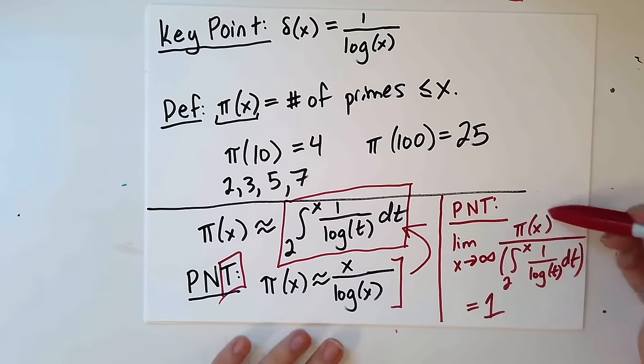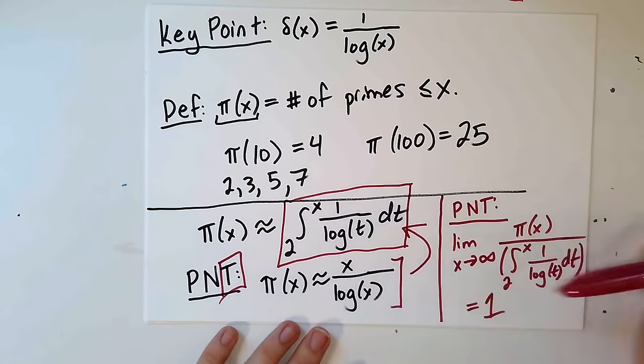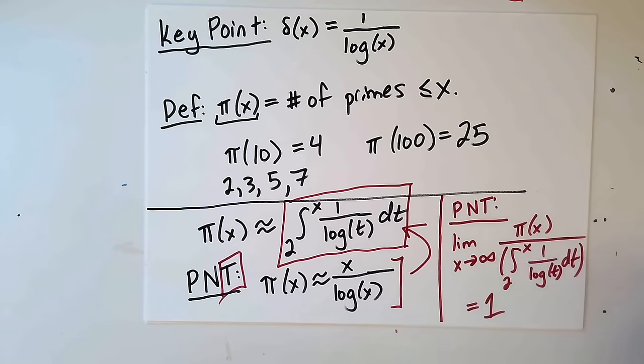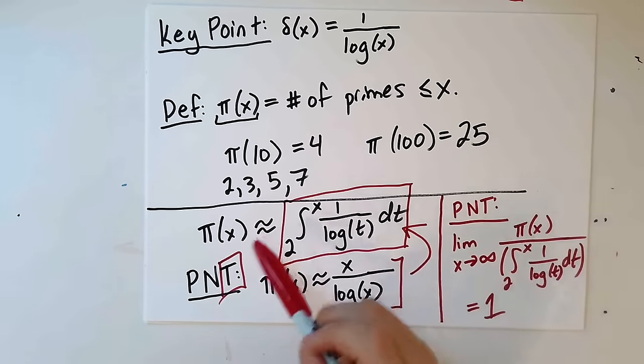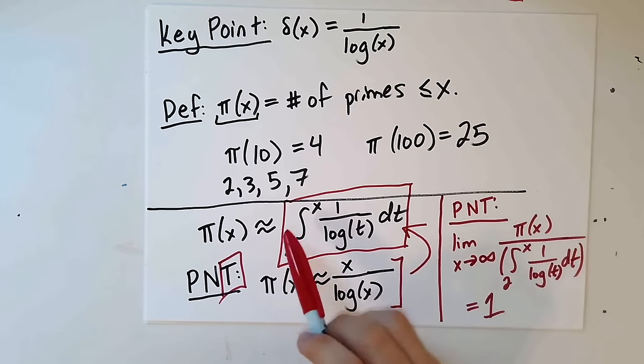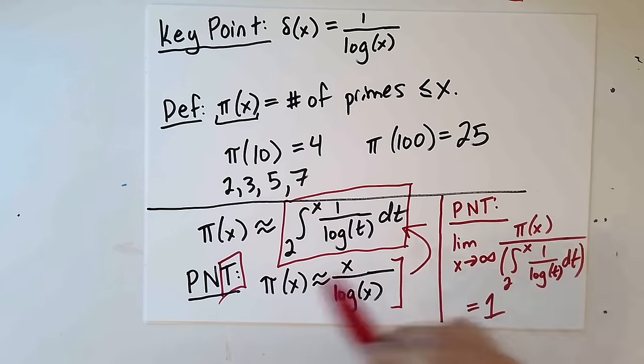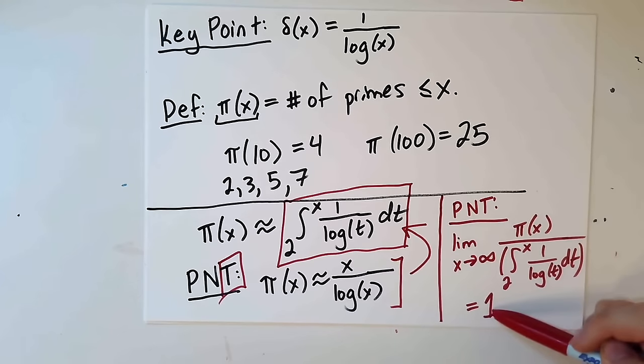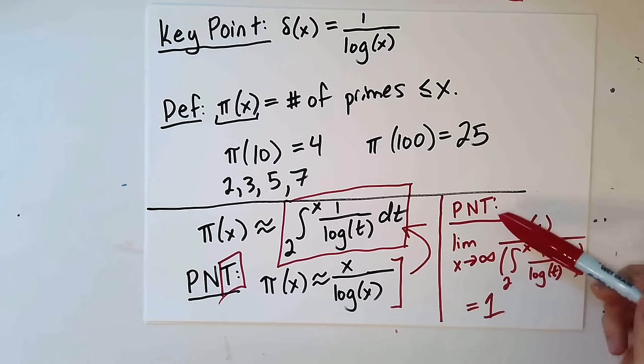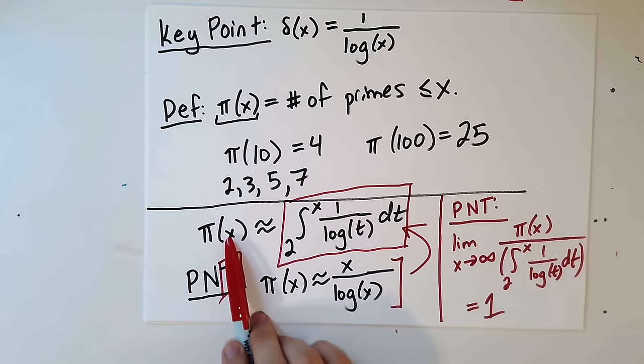And so maybe the value of this, if this is an approximation, maybe bounces back and forth between, say, 0.91 and 1.1 or something like that. Even if that were true, even if this expression bounced back and forth like that between numbers around 1, I'd still say this approximately equals was justified. But no, this limit is exactly 1. And what that says is that the error in this approximation is asymptotically 0%.